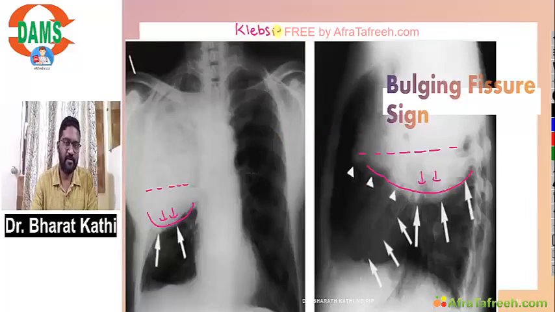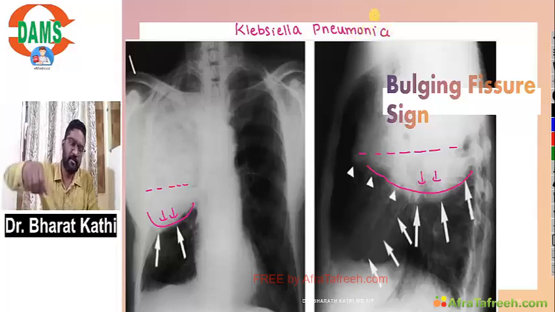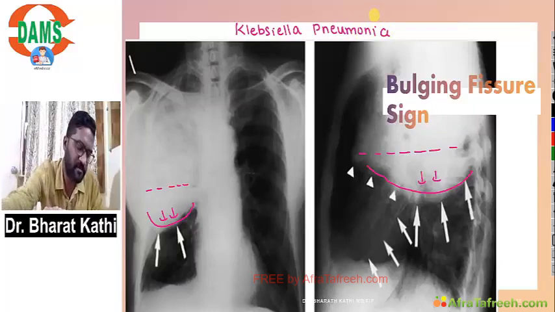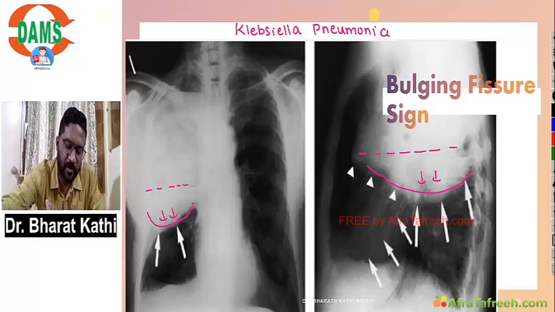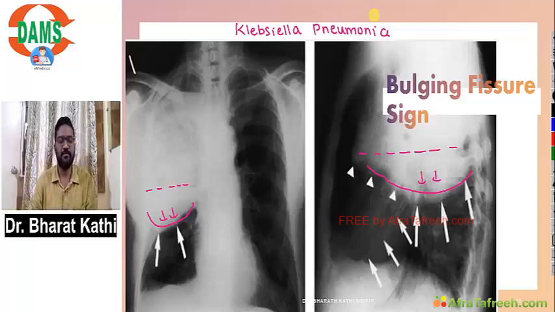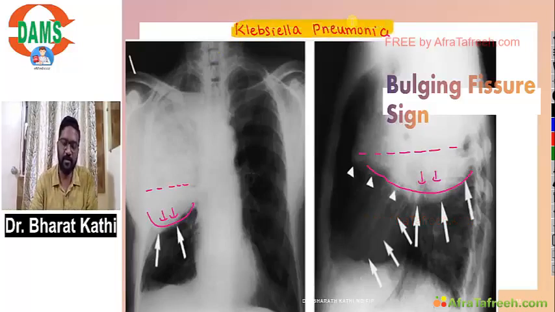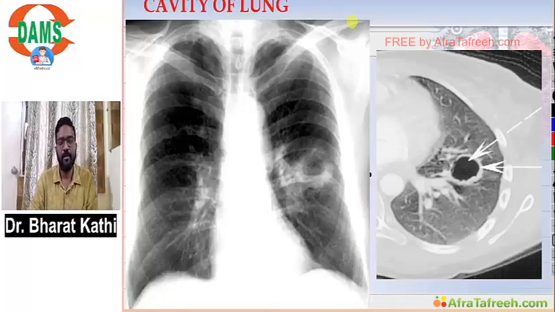Klebsiella generally causes dense right upper lobe consolidation. Normally the horizontal fissure should be straight, but because of the weight of that consolidation, when there is excess weight, it can bulge down. Because the fissure has bulged down, this is called the bulging fissure sign. So this is classical of which pneumonia? Klebsiella pneumonia. Then what is this air-filled area called?